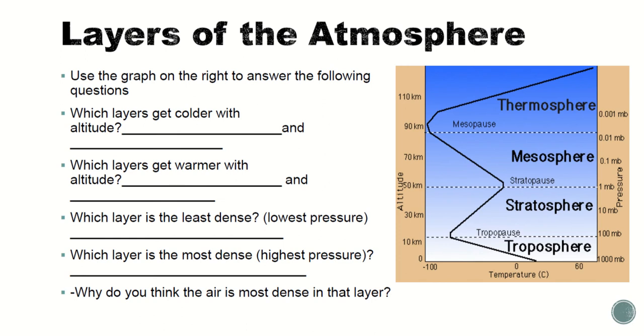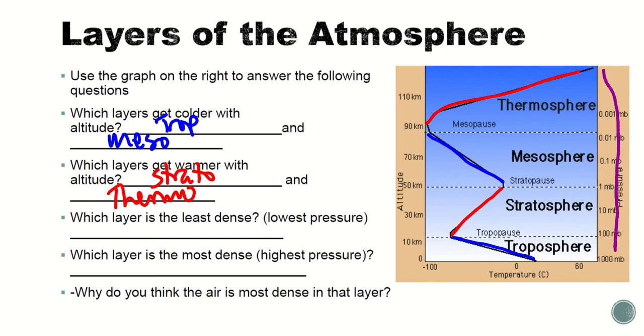So looking at some differences, kind of what gets colder. Looking at this graph, we see temperature decrease in the troposphere, and we see it decrease in the mesosphere, and we see it increase in the stratosphere because of the ozone, and increase in the thermosphere because of the proximity to the sun. From a density standpoint, we increase going down. So the troposphere has the highest pressure, and the thermosphere has the lowest pressure.